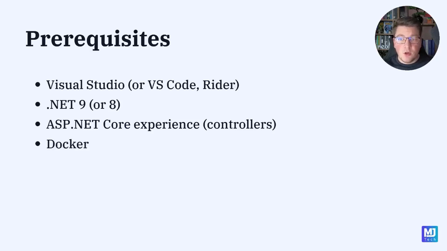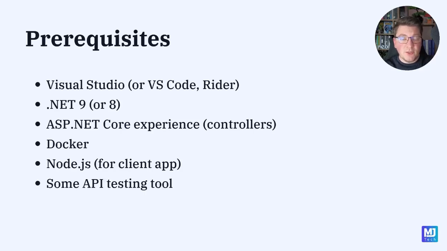You're also going to need Docker or Docker Desktop for containerizing our application and running any external services, but you could also use any alternative that allows you to run containers. If you want to run the client application, you're going to need Node.js, and you're going to need some API testing tool. My recommendation is Postman. It's feature-rich, it's well-known, it's well-documented, and I can easily share my Postman collection with you, but if you are using some other API testing tool, that is perfectly acceptable.